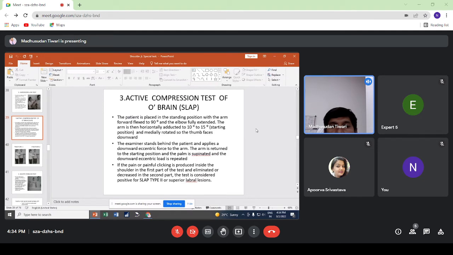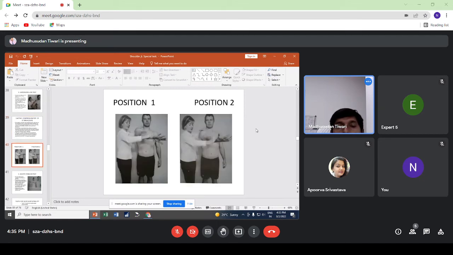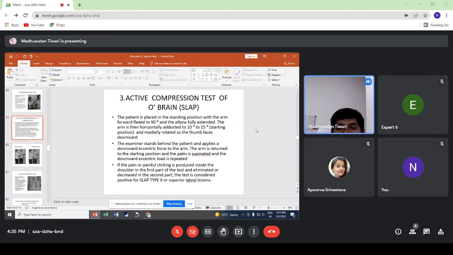The examiner stands behind the patient and applies a downward eccentric force to the arm. The arm is then turned to the starting position, the palm is supinated, and the downward eccentric load is repeated. If pain or painful clicking is produced inside the shoulder in the first part of the test and is eliminated or decreased in the second part, the test is considered positive for superior labrum anterior posterior lesion. These are the two positions, position first and second.